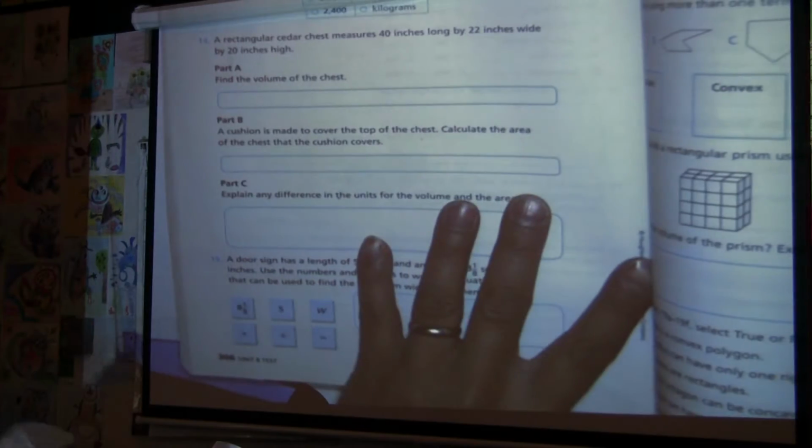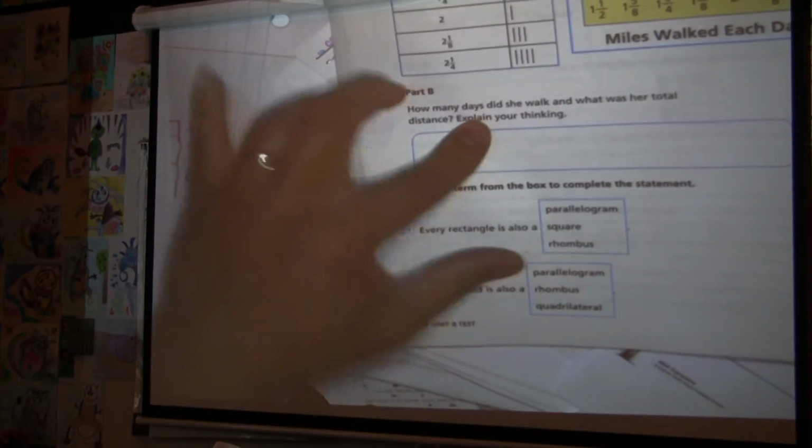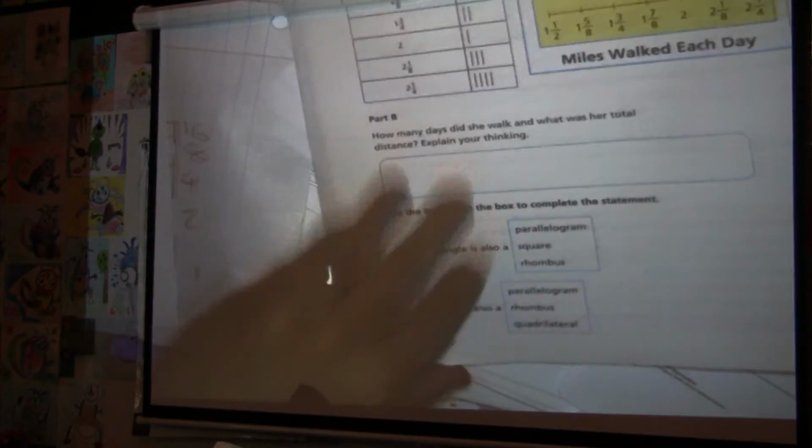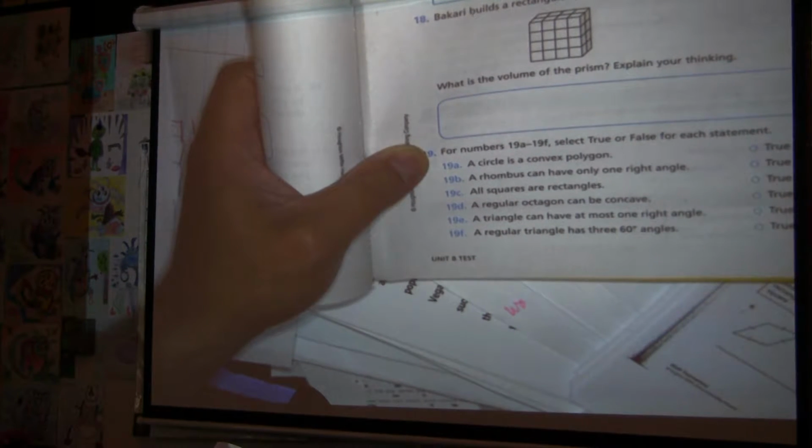Number 19 and 20B. So we skip all of these because these are reasonable enough for people to handle and know why they got it wrong. So 20B, people were saying this is difficult. 19 and another one. For numbers 19A and 19F, select true or false for each statement.